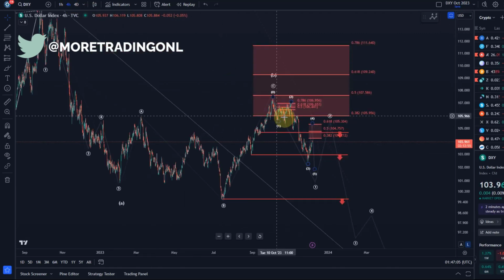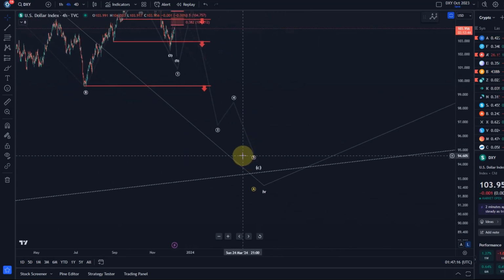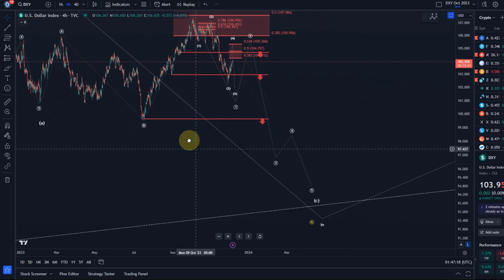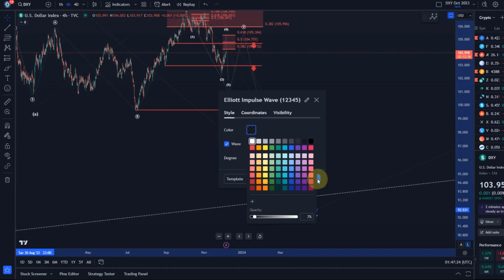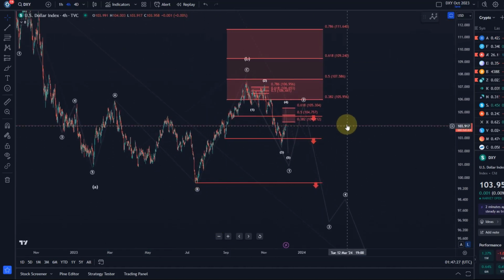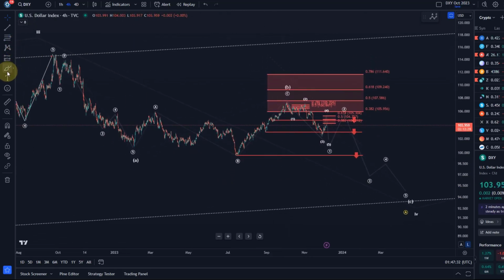DXY is currently behaving as intended in the current primary scenario, which still indicates a decline into the low $90 region. That hasn't changed at all from previous updates. The primary scenario, or my base case, is that we will get into the low $90 region. There are two different scenarios for how we get there, so we can talk about that.